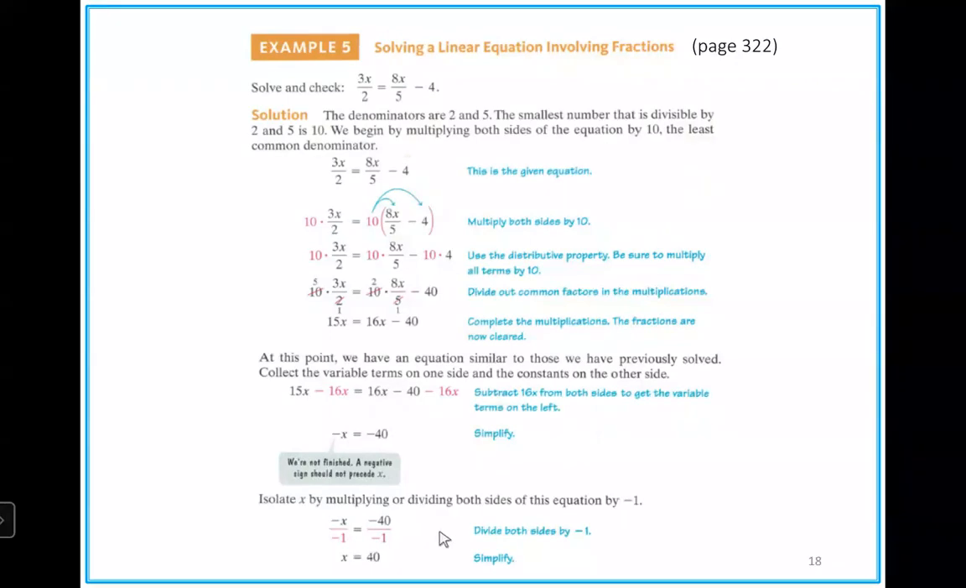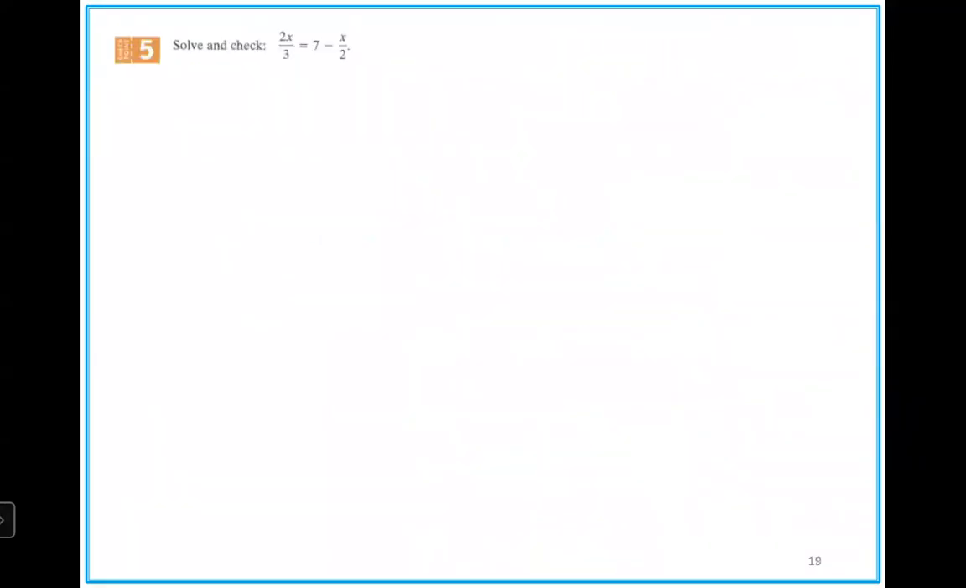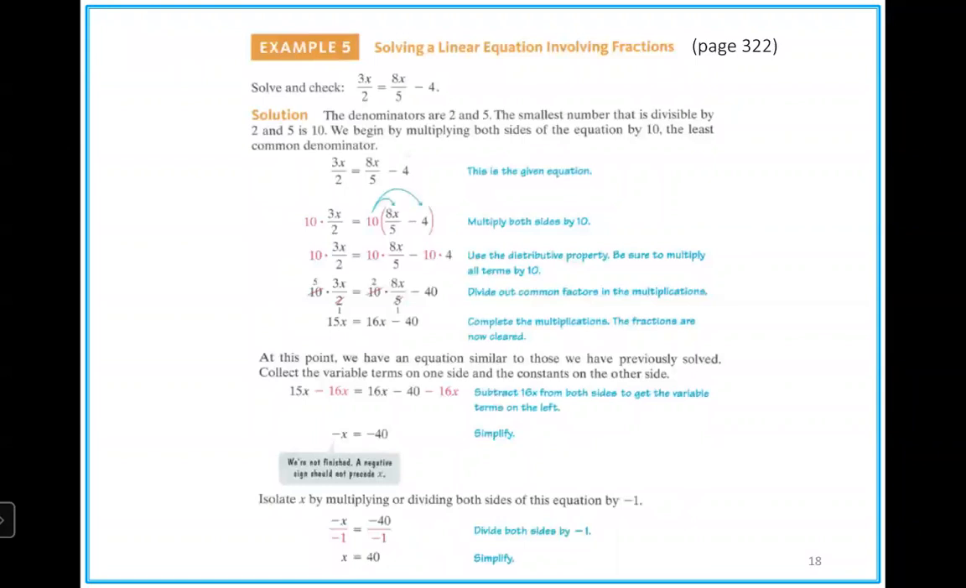And let me see if they have the check here. Oh, they didn't give a check, but you could always check your answer by saying, okay, 3 times 40 over 2 equals 8 times 40 over 5 minus 4. 3 times 40 is 120. 120 divided by 2.